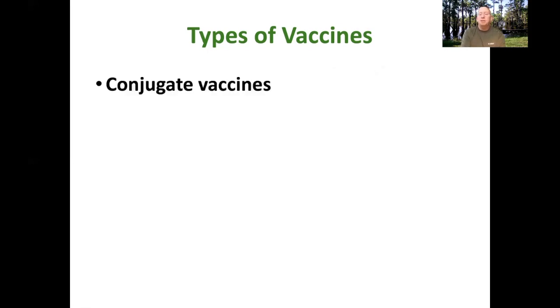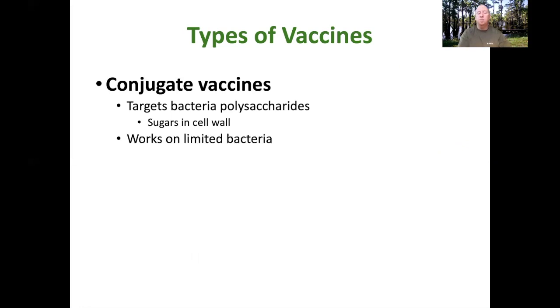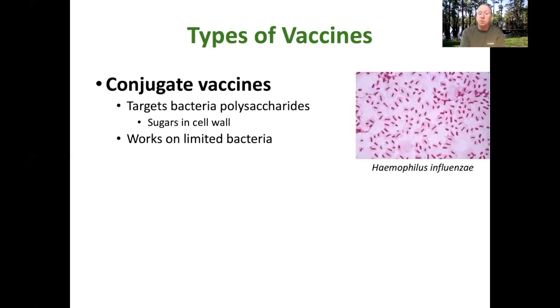Last two types of vaccines, conjugate. Conjugate vaccines are going to target polysaccharides of bacteria, so components on the outside in the cell wall of these bacteria. And so you have very limited scope on these because each one has a unique polysaccharide sequence or polysaccharide coat associated with it. Bacteria like Haemophilus influenzae is going to be used for the conjugate vaccine, one that's commonly given out, where it targets that cell wall and kills those bacteria.